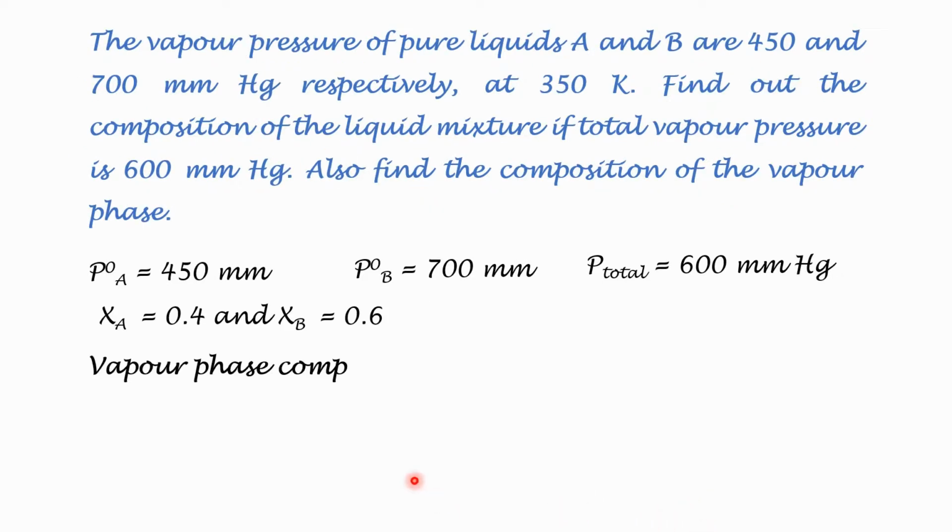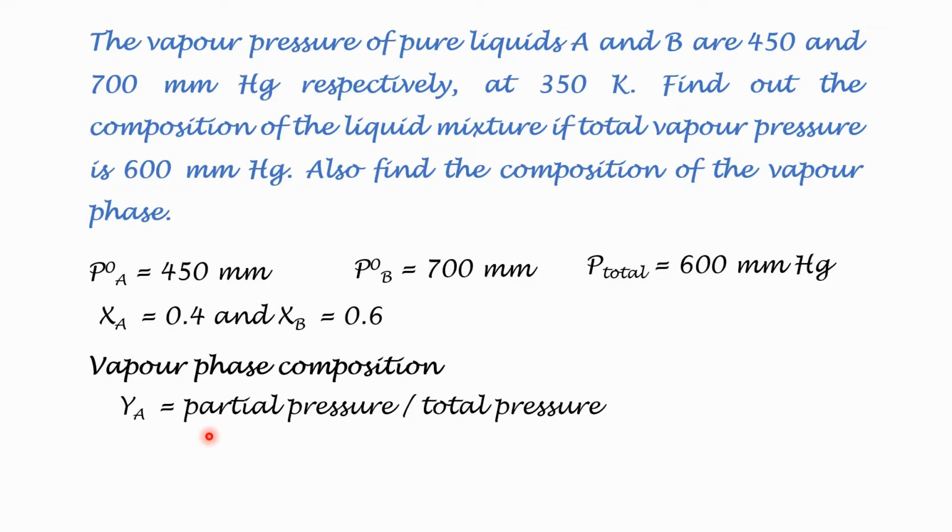Now let us calculate the vapor phase composition. So vapor phase composition is equal to partial pressure by the total pressure. So YA, the mole fraction of A in the vapor phase, will be equal to the partial pressure is mole fraction into the vapor pressure of A divided by the total pressure, gives a value of 0.3. So YB will be 1 minus 0.3 equal to 0.7.